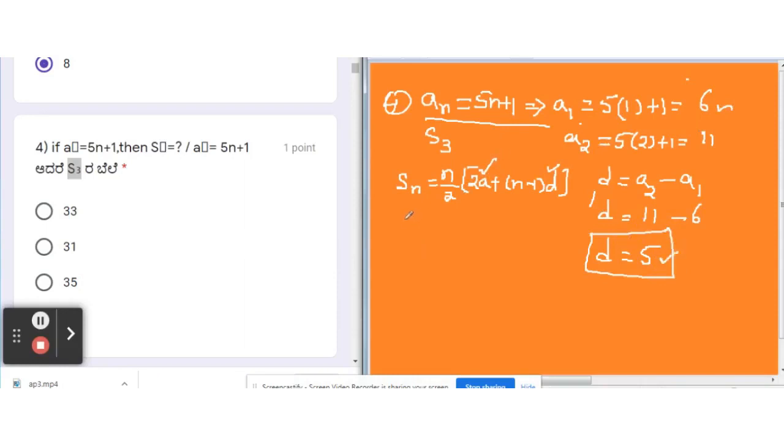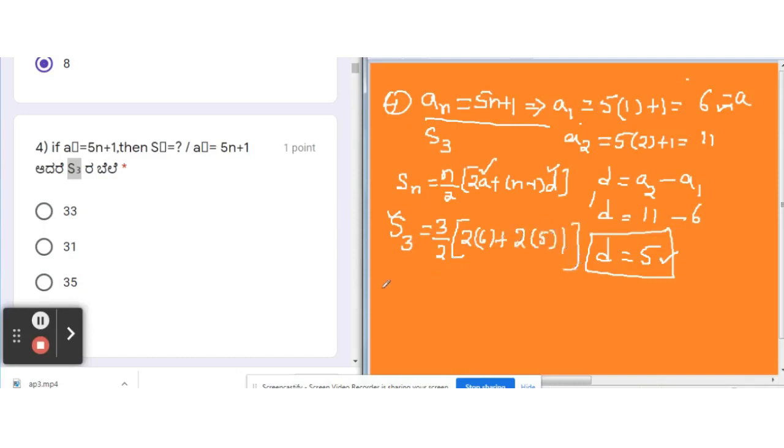Now it is easy for me to replace the n with 3 to find S3. Our target in this question is S3. So n by 2, which is nothing but 3 by 2, because they're asking to find the third term. In the place of n, I'm going to replace 3. A value just now we got it as 6. 2 into 6 plus n minus 1. N is 3, 3 minus 1 is 2. D is 5. Common difference is 5.